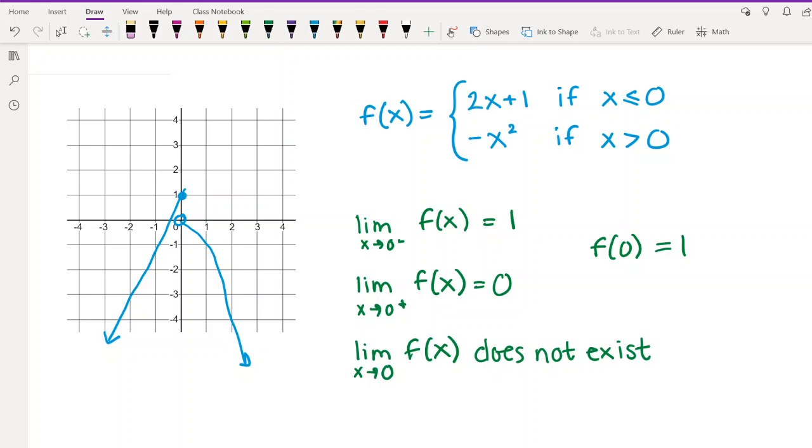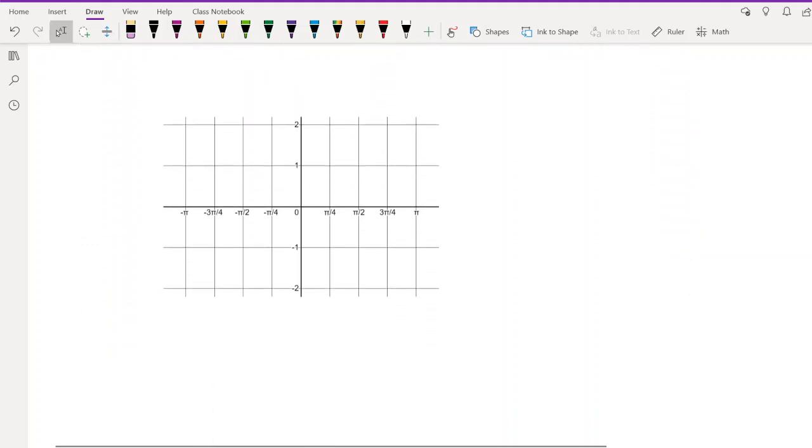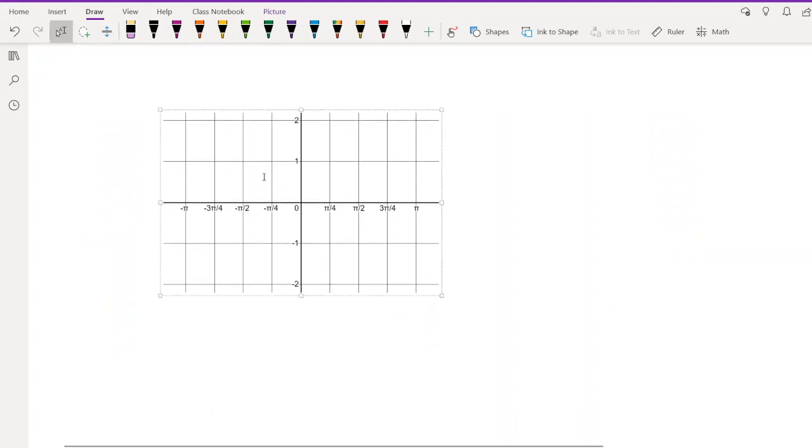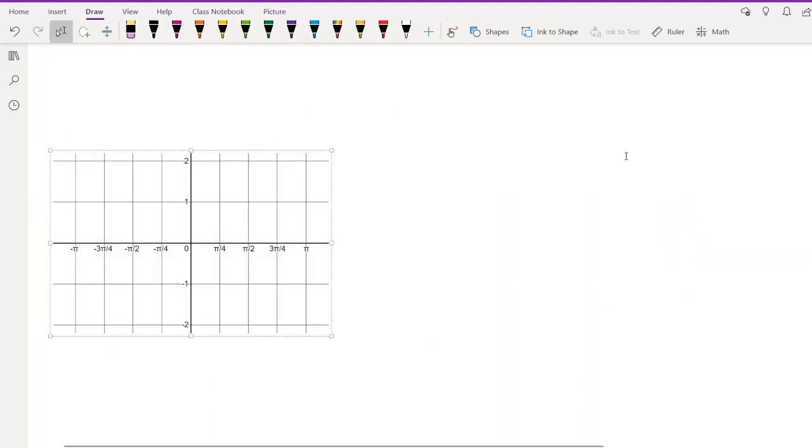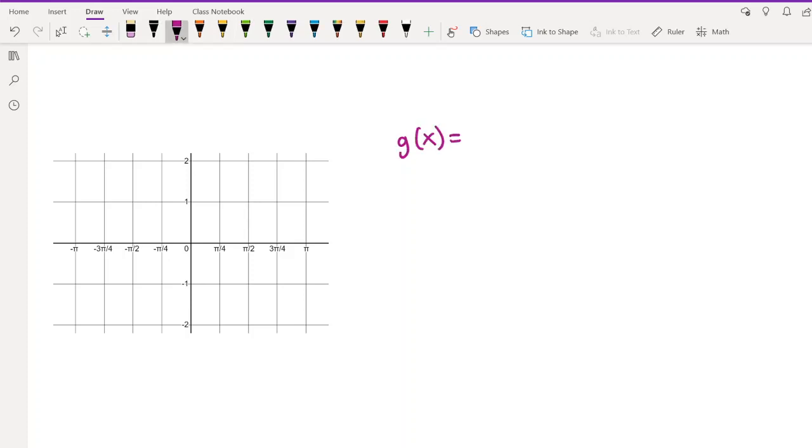Okay, let's do another example. This is going to be a slightly different kind of piecewise function. So this one is going to be f of x is equal to, or maybe let's call it g of x. g of x is equal to sine of x if x is not equal to 0, and it's equal to 1 if x is equal to 0.